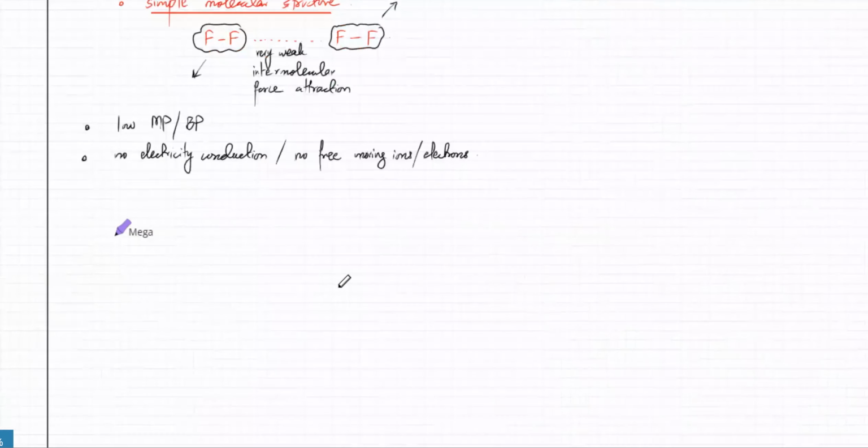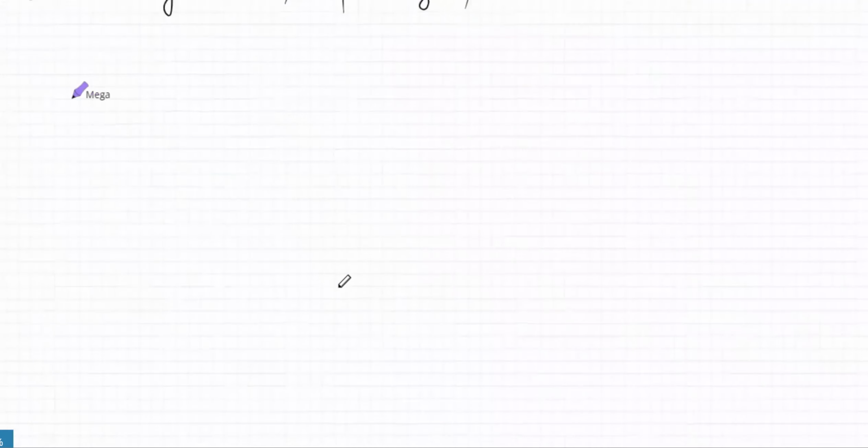We'll discuss that later. So now we're going to talk about the types of covalent bonds. Now we're going to do a deep dive into this. So the types.